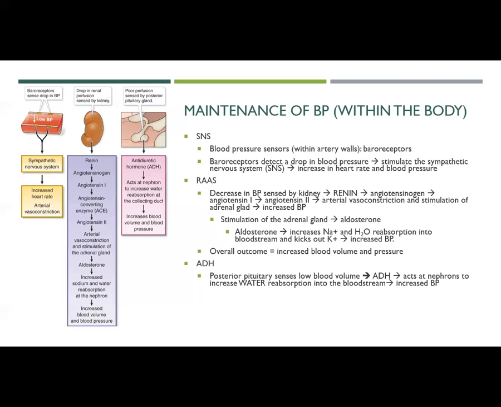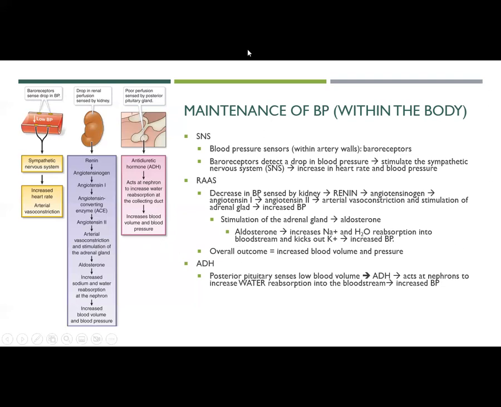The other one you've got is your ADH, your antidiuretic hormone. Poor perfusion is sensed by the posterior pituitary gland, so it senses that there's low blood volume somewhere. The pituitary gland releases antidiuretic hormone, and this acts at the nephron, located in the kidneys, to increase water reabsorption at the collecting duct, which causes increased blood volume and increased blood pressure.